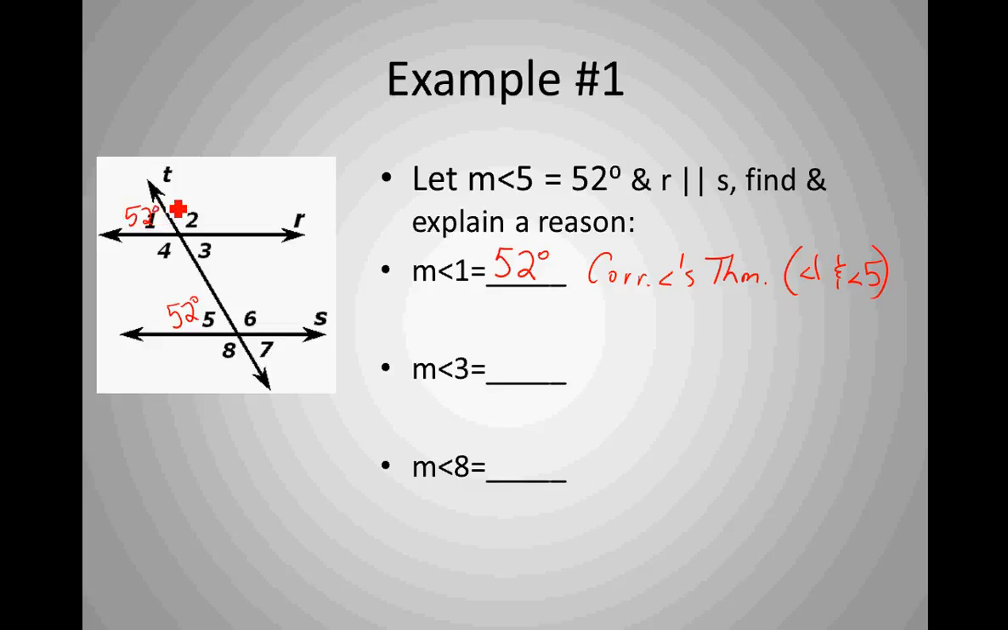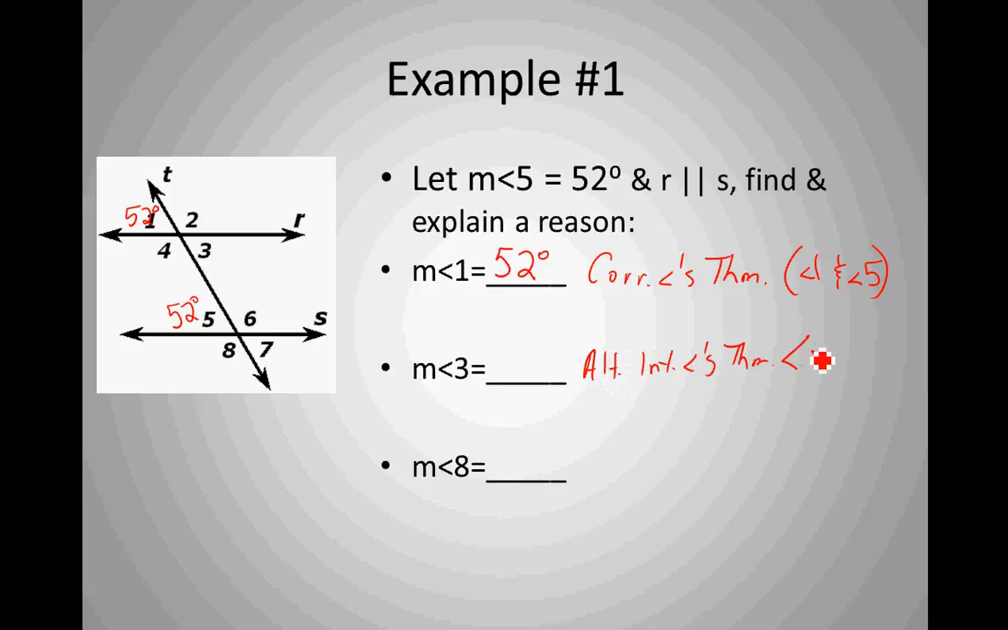All right, next we need to figure out the measure of angle 3. There are actually two ways to do this one. One of them is to look at it from the original angle, angle 5. If you look at angle 3 and angle 5, they are alternate interior angles. So we're going to use the alternate interior angles theorem.